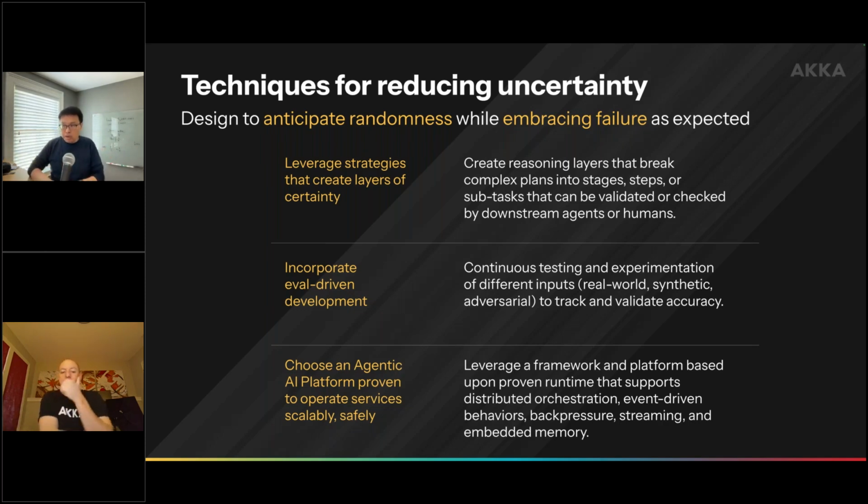That's the first thing. The second thing is to incorporate eval-driven development, very similar to test-driven development. You want to continuously test and evaluate in development and production how your agentic system is performing across a very wide range of inputs. And finally, you want to choose an agentic AI platform that you know can operate your services scalably and safely, right? And so that means things like distributed orchestration, event-driven architecture, streaming, integrated memory, because all of these things are actually requirements for you to build an agentic system.